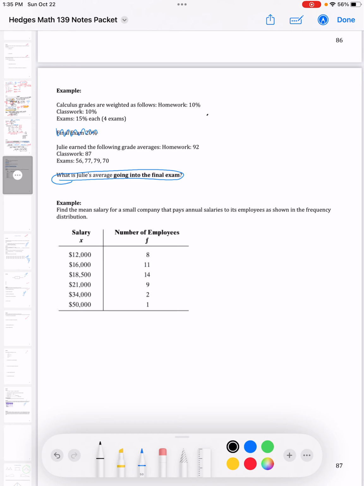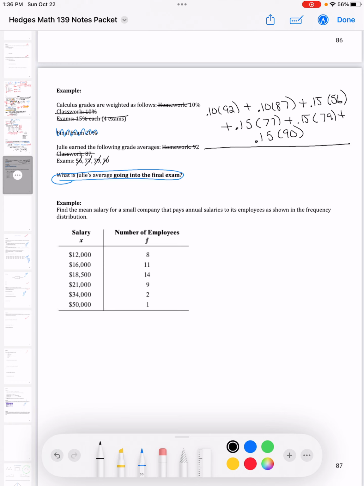On the homework, it was worth 10%, and Julie made a 92. And then the classwork was also worth 10%, and she made 87. And then the exams are each worth 15%. So I'm going to have several of those that are each 15%. So 1, 2, 3, 4, and they're each worth 15. 1, 2, 3, 4 of those. I know that doesn't look very nice as a numerator, but I have a lot of room.